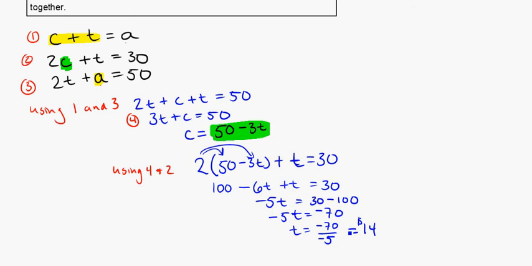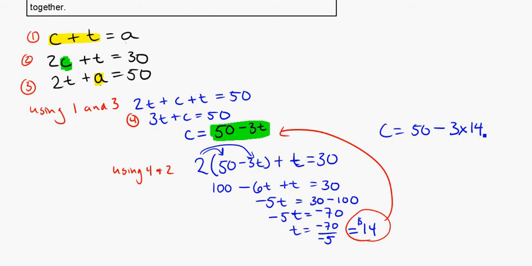Okay, so let's work backwards and figure out what other information we can get. If I take that answer that I've just got, t is equal to 14, let's substitute it back in here. So now I'm going to get the equation c is equal to 50 minus 3 times t, but now that I know that t is 14, I can say times 14. So c is equal to 50 minus 42. So c is equal to 8, which is information for us.